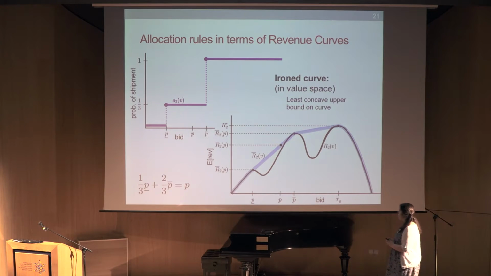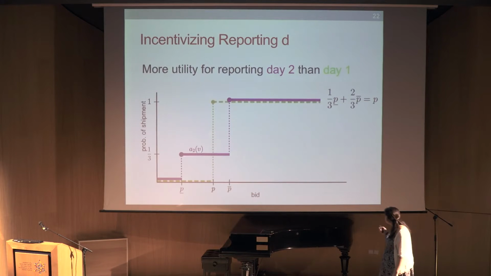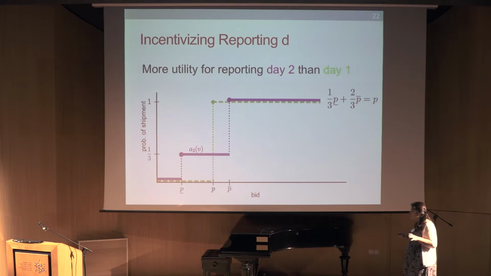So the point is just that we can use randomization to achieve points on this ironed revenue curve, which is the lower concave upper bound on this revenue curve. Okay, so one more example of the utility constraint is that here, remember, P is the expected price of randomizing over P lower and P upper. This is just the expectation of the price.